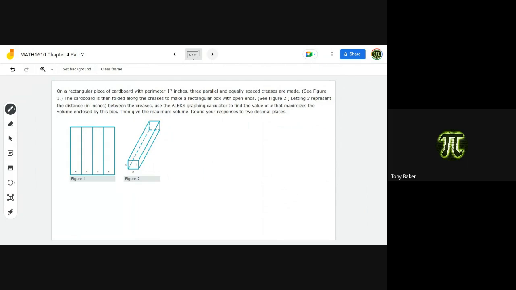3 parallel and equally spaced creases are made. The cardboard is then folded along the creases to make a rectangular box with open ends. Letting X represent the distance between the creases, use the Alex graphing calculator to find the value of X that maximizes the volume enclosed by this box. Okay. So, how do I find the volume of a box? Start with that part. Volume is length times width times height.